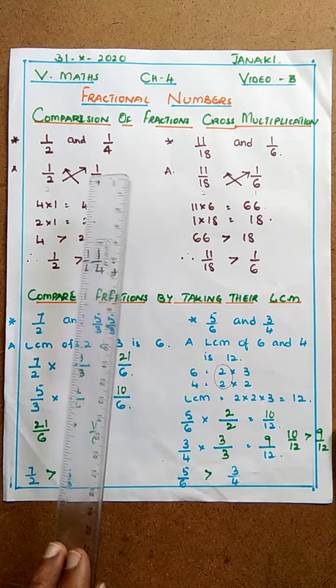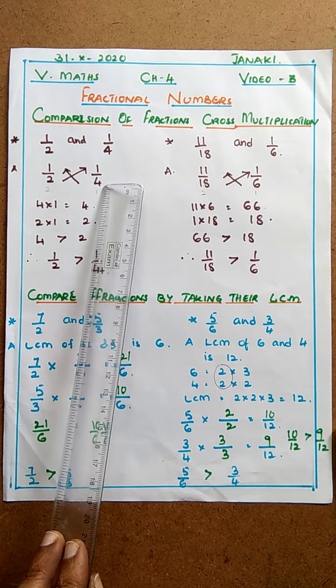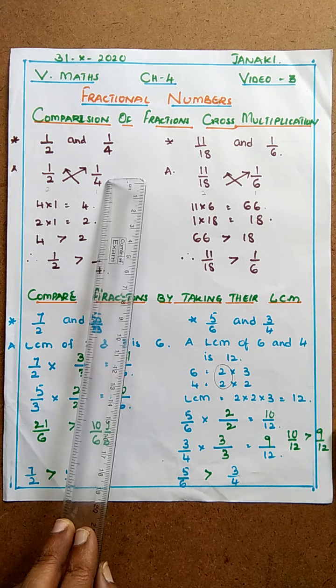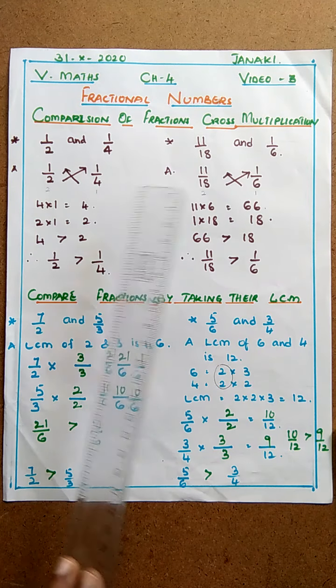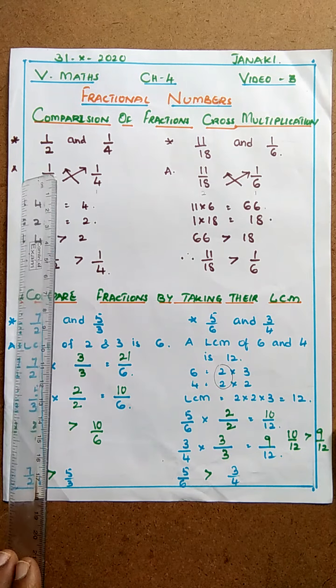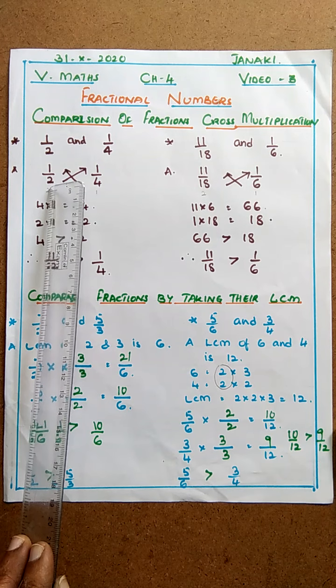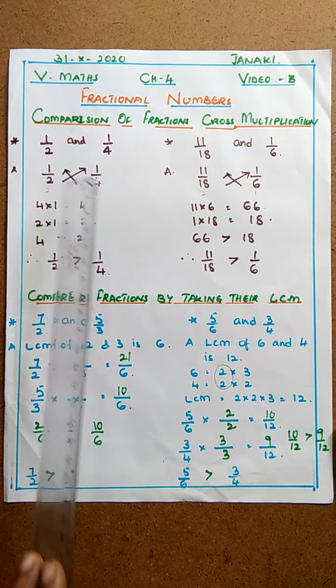Remember, see carefully. Take the numerator of the first fraction, multiply it by the denominator of the second fraction. That is 4 into 1, 4. Next, take the numerator of the second fraction and multiply it by the denominator of the first fraction. That is 2 here in this sum. So, 2 ones are 2.